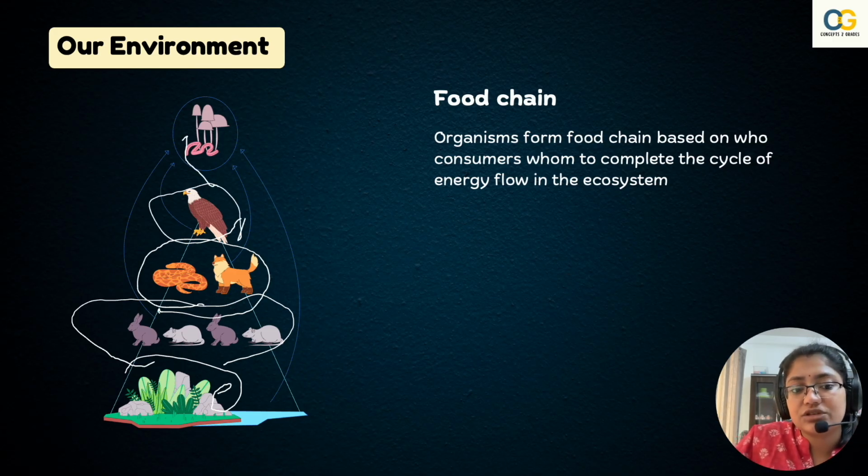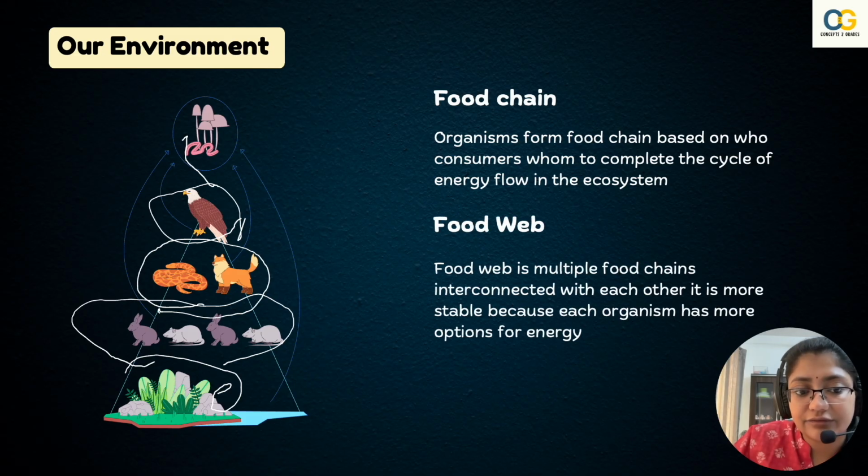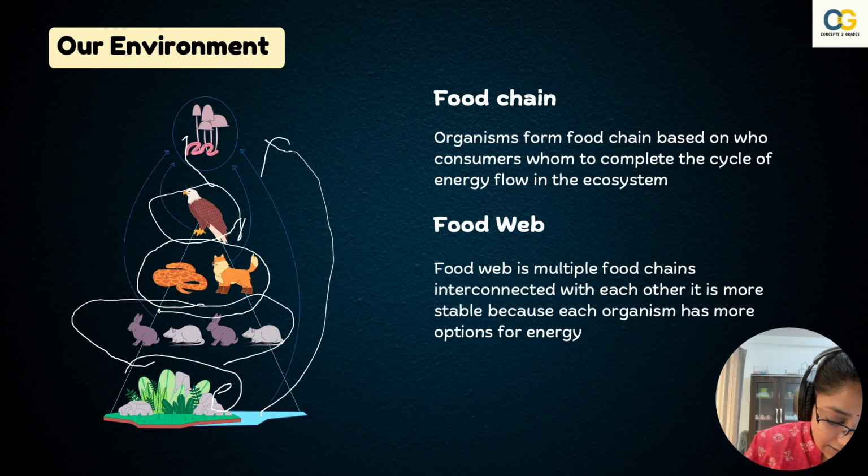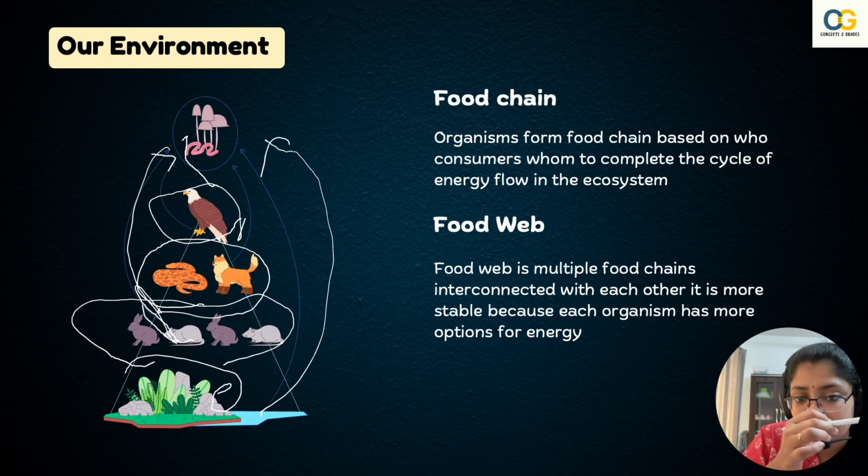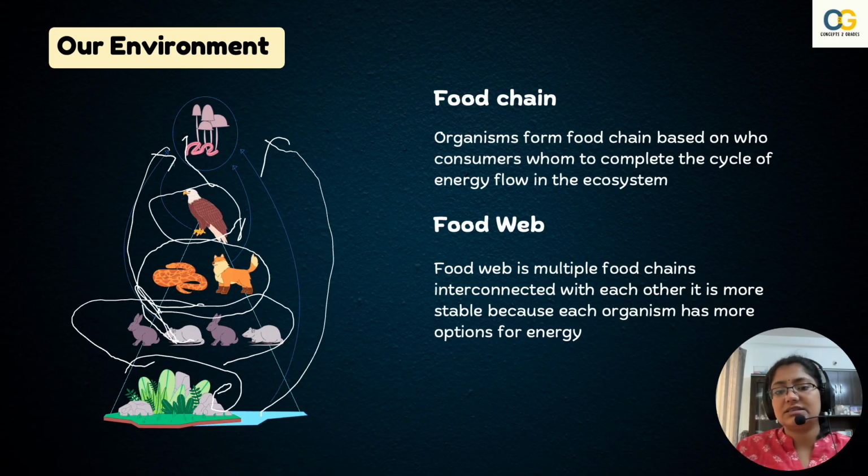So this is a food chain which completes the cycle, and a food web is this because this can be eaten by this also, and if the mouse dies before everything else consumes it, it will be decomposed, right? So it is multiple food chains interconnected with each other, and it's a more stable system, because each organism has more options of energy in the case of a food web.